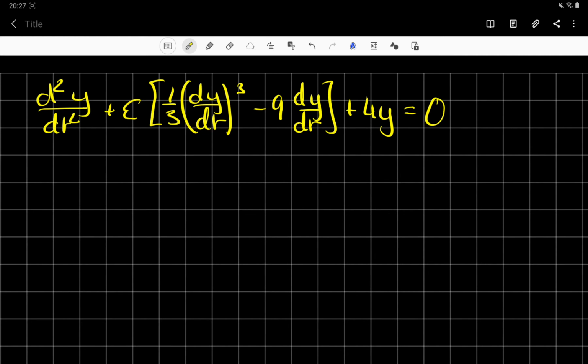So note that when dy/dt is small, this term dominates and is negative. So we actually have negative damping when dy/dt is small. It's only when dy/dt is large that this term takes over and we get standard damping.